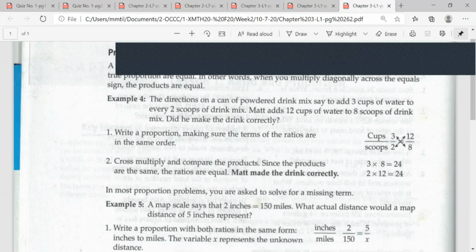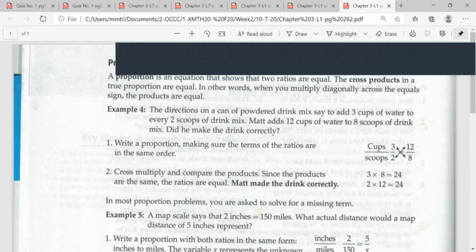Proportions. A proportion is an equation that shows two ratios are equal. Something's equal to something else. And they have this cross product rule to help you determine that. We can certainly use that, but I want you to understand why you can use that.